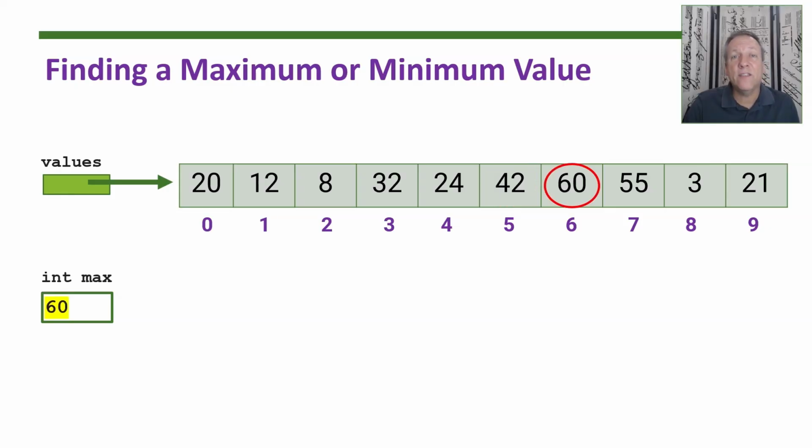And then the very next value, 60, is another larger value, larger than 42. So now 60 is our new max. 55 isn't larger than 60, neither is 3, and then neither is 21. So in this array, we've determined that 60 is our maximum value. All right, let's look at how we might write this code.